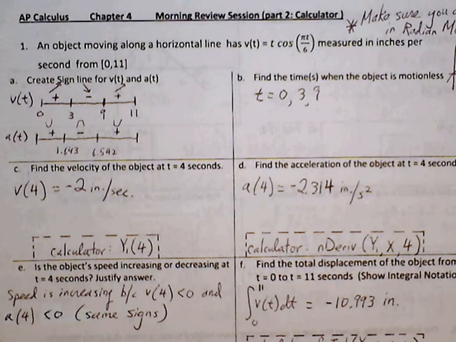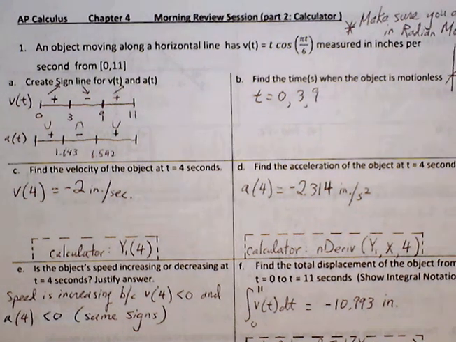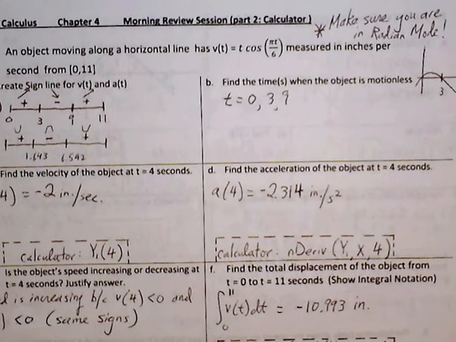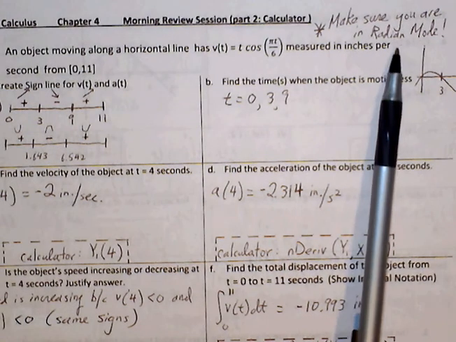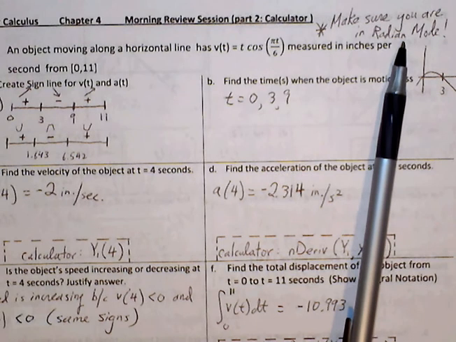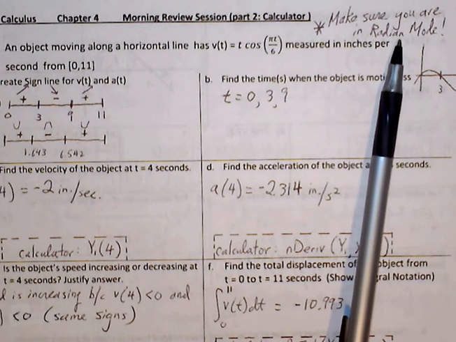All right, let me go over this. This is the chapter 4 review, morning review session. This is the calculator portion. So first, you want to make sure that you are in Radian mode. You should always be in Radian mode whenever you're using your calculator.